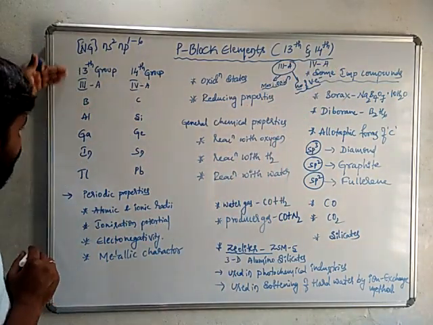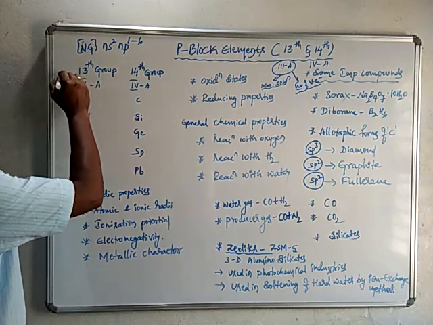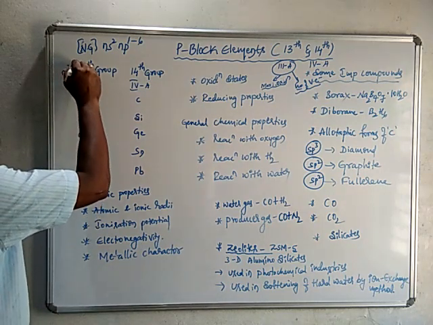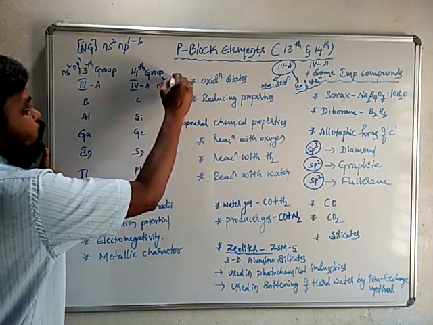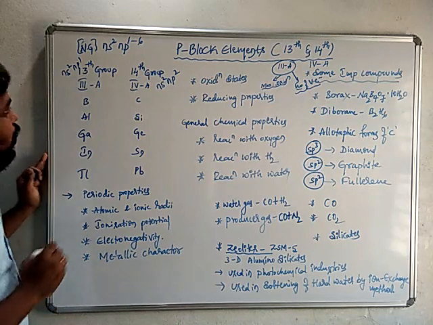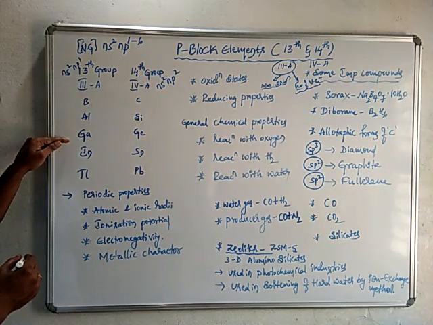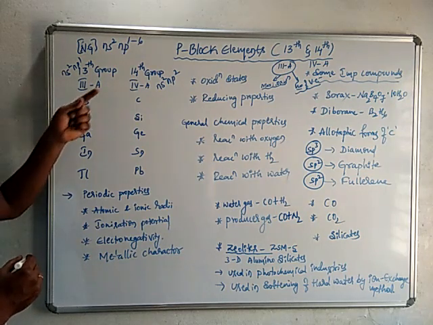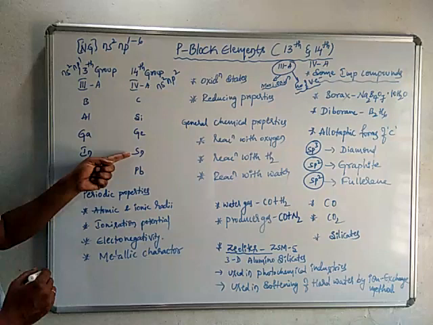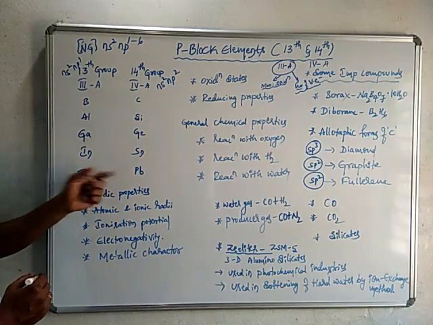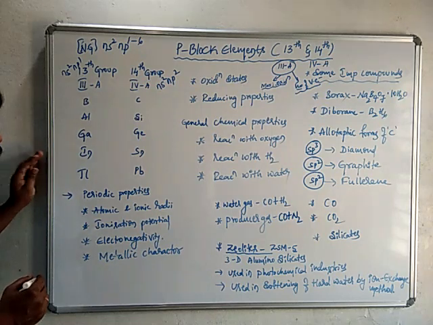If you take the 13th group, we have so many elements here. The 13th group is represented as ns2 np1, and the 14th group is represented as ns2 np2. The elements present in the 13th group are boron, aluminium, gallium, indium, thallium. Similarly in the 14th group: carbon, silicon, germanium, stannous or tin, and lead. These are the elements present in the 13th and 14th groups.